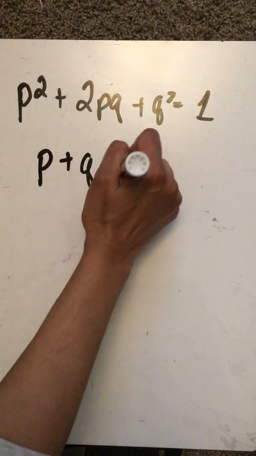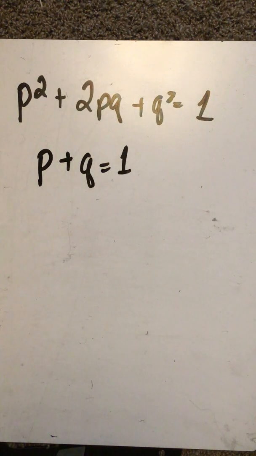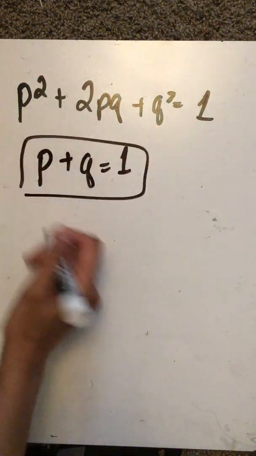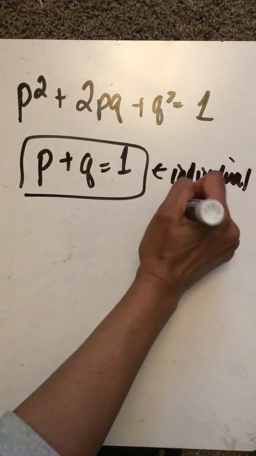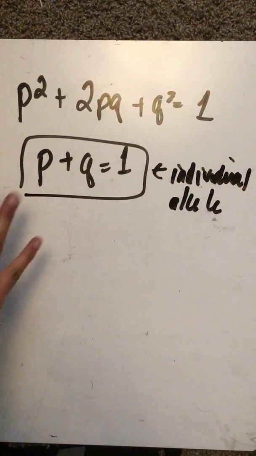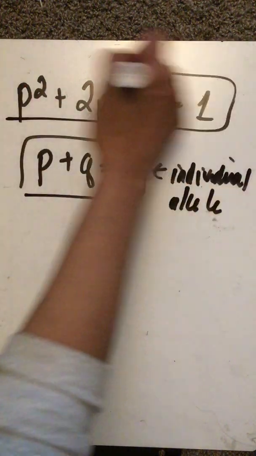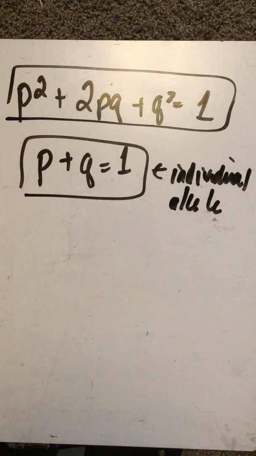p plus q is equal to 1. So these are the two formulas that I gave you, okay? Just to recap, this is the individual allele frequency, so we're just talking about the individual chromosome and the allele that they carry. And this other one is to determine if you're heterozygous, homozygous dominant, or homozygous recessive.